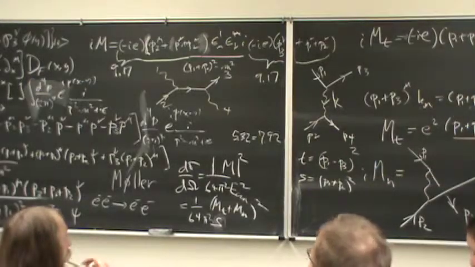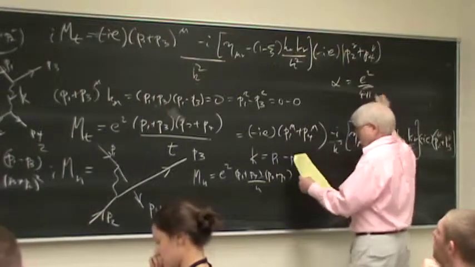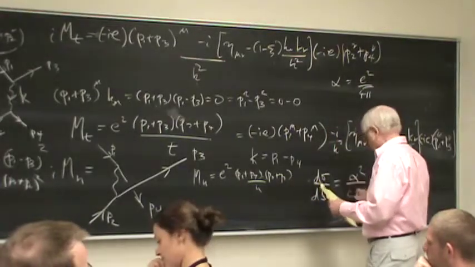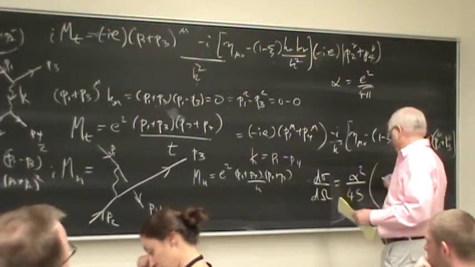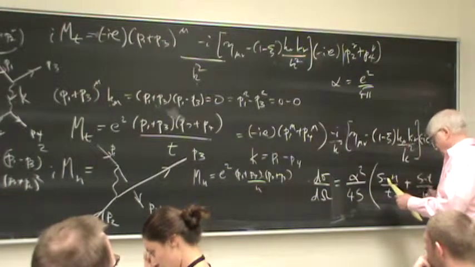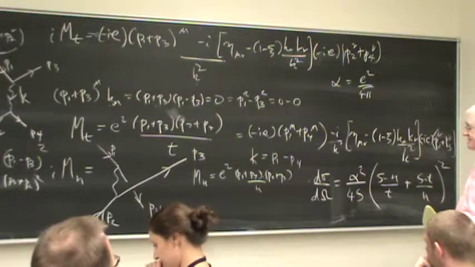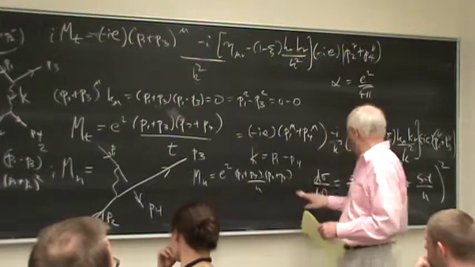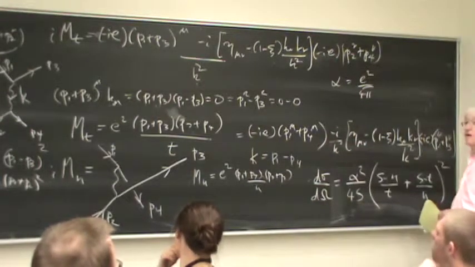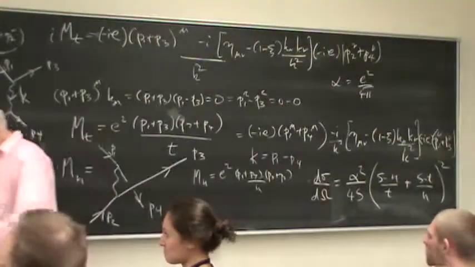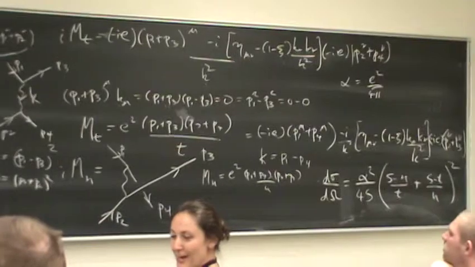Okay, well, it turns out, if we remember that alpha is e squared over 4 pi, with a little arithmetic, we can write d sigma d omega as alpha squared over 4s times, and now this is quite amazing, ((s minus u) over t plus (s minus t) over u) squared. That's because this thing here can be written as s minus u, and this one here can be written as s minus t. And that's our final answer. So that's basically all I have to say about that.